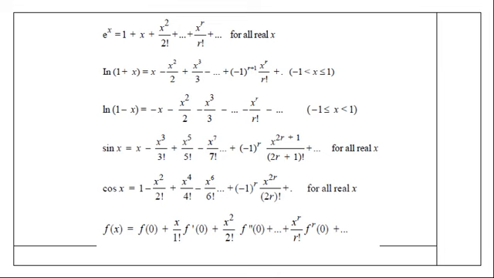So this I took directly from your formula sheet. These are the functions that are provided, some common functions and their Maclaurin series. So for e to the x, the Maclaurin series is 1 plus x plus x squared over 2 factorial plus dot dot dot, and then this shows us how each term is calculated. So x to the r over r factorial for all real values of x. So no matter what value of x we plug in, this is going to be the Maclaurin series.